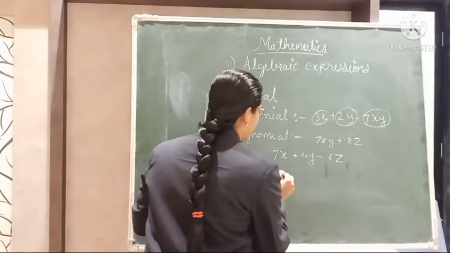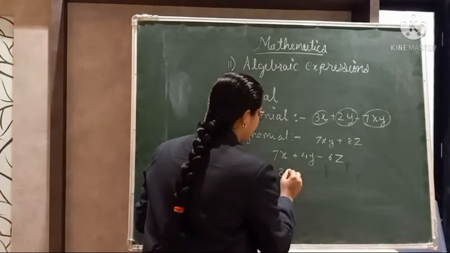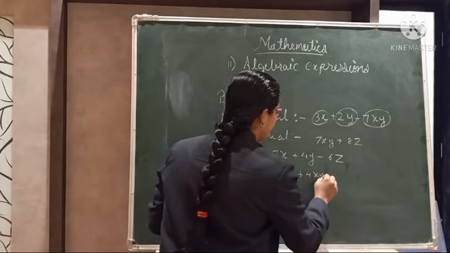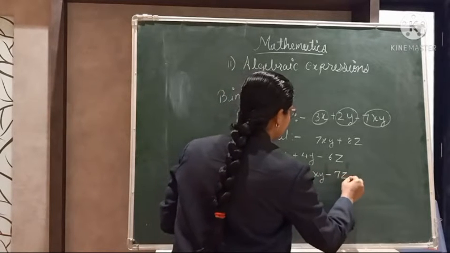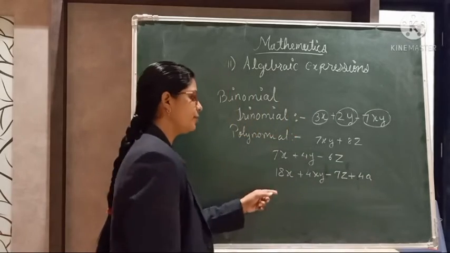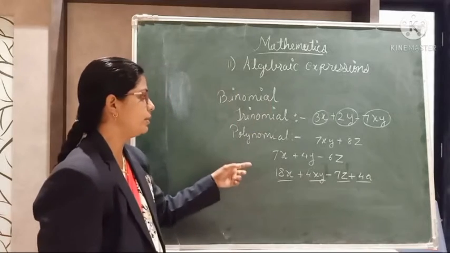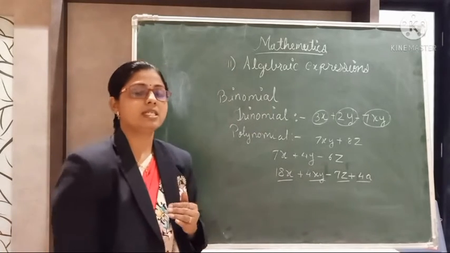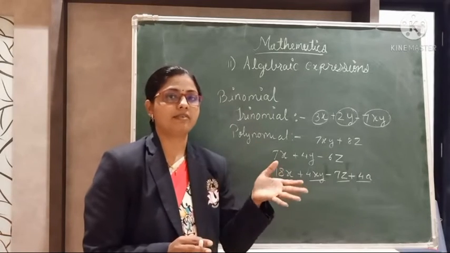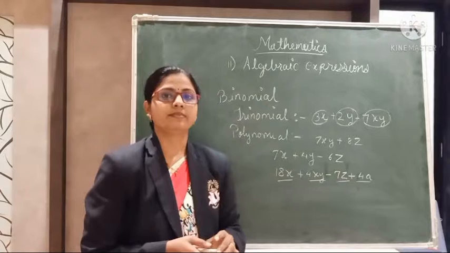Then the next one, I am taking an example of 4 terms. So the 4 terms are 18x plus 4xy minus 7z plus 4a. Here you can see 4 terms are present over here. That is why it will be known as a polynomial. That means wherever more than one term is present, there can be the possibility of 5 or 6 terms. So it will be known as a polynomial.